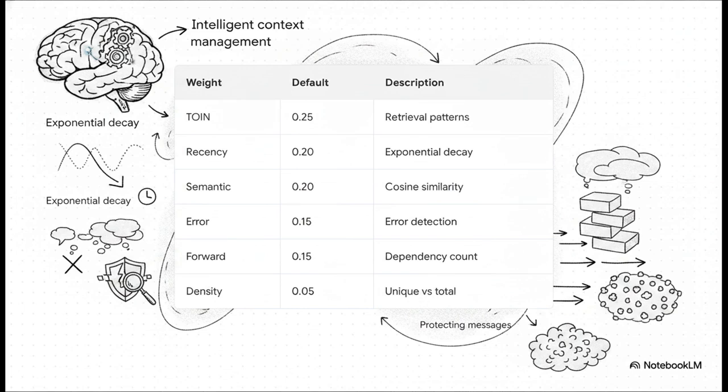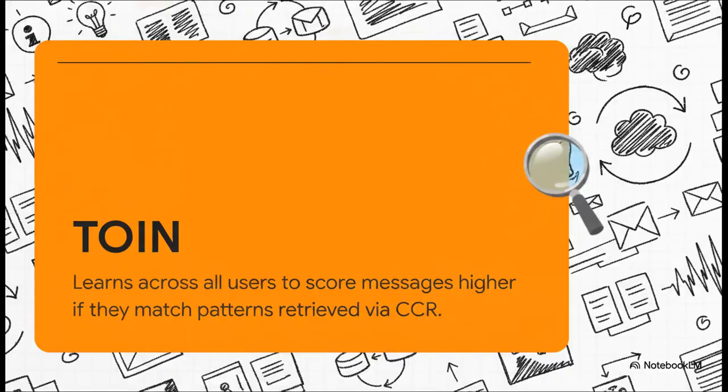But notice that absolute heavyweight champion at the top, TOIN, at a massive 25%. We really need to zoom in on that top weight. TOIN stands for the Tool Output Intelligence Network. It's a system that learns across all users to score messages higher if they match patterns frequently retrieved via CCR. It is the heavy lifter. If users across the entire network constantly need to pull a specific type of dropped output back into context, TOIN learns that exact pattern. And then it just automatically starts scoring those specific messages higher right out of the gate, making sure they don't get dropped in the first place.